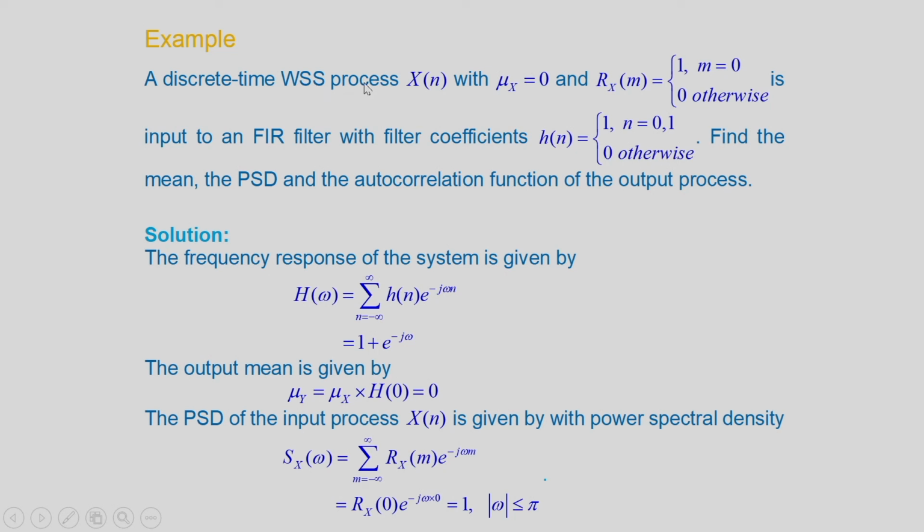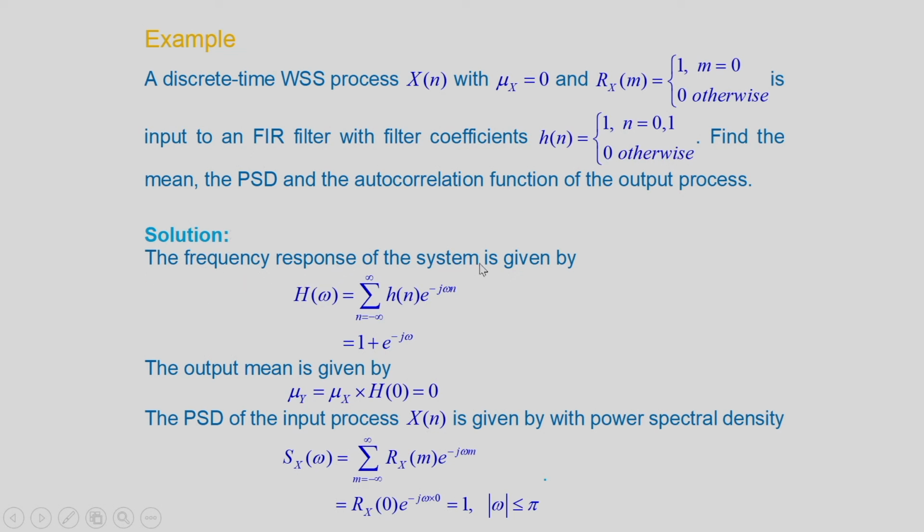A discrete time WSS process x(n) with mu x equal to 0 and the autocorrelation function Rx(m), which is equal to 1 at m equal to 0 and 0 otherwise, is input to an FIR filter with filter coefficients h(n) equal to 1 for n equal to 0 and n equal to 1, and 0 otherwise. This is a two-step filter, only two values, h(0) equal to 1 and h(1) also equal to 1. Find the mean, the PSD and the autocorrelation function of the output process. We will find the solution here.